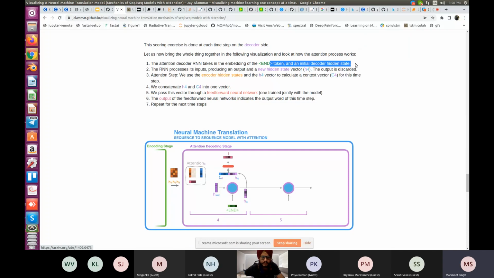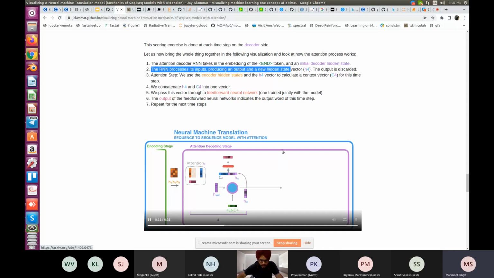So the RNN processes its input, producing an output. You can see that first of all, this attention decoder RNN takes in the embedding of the end token. The end token marks the end of the sentence, the final element of that sequence or time series, along with an initial decoder hidden state. Then the RNN processes its input, producing an output and a new hidden state vector.